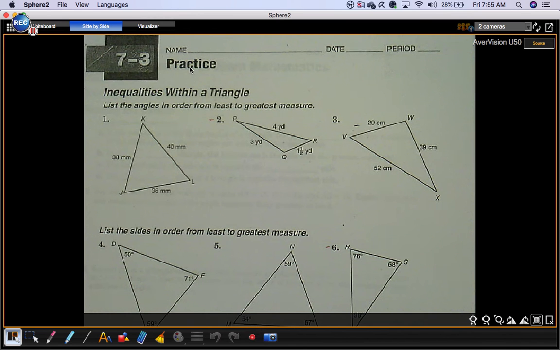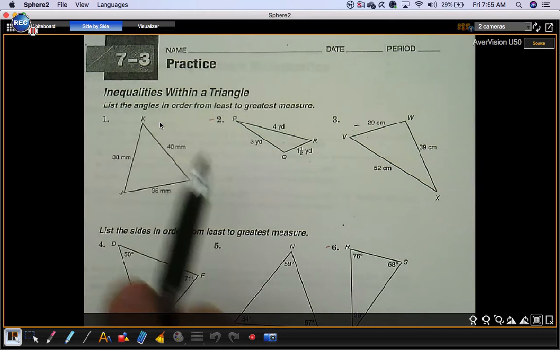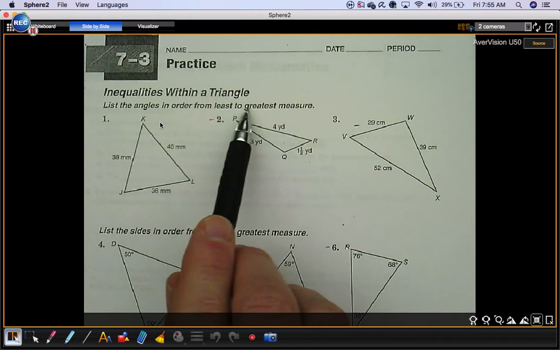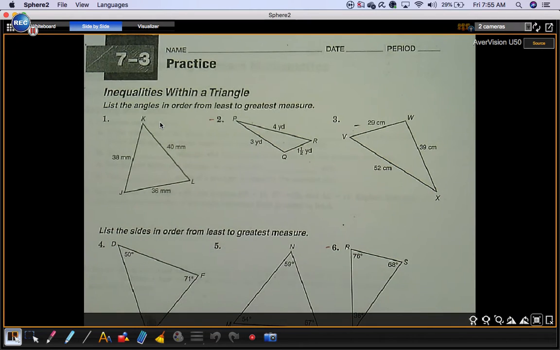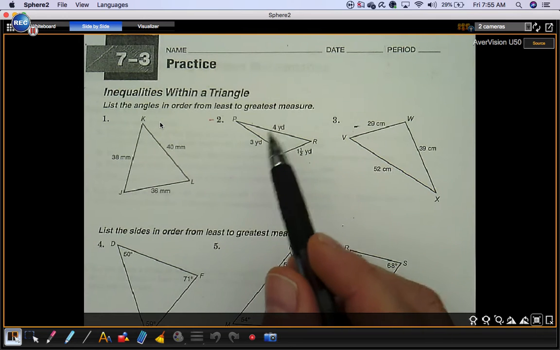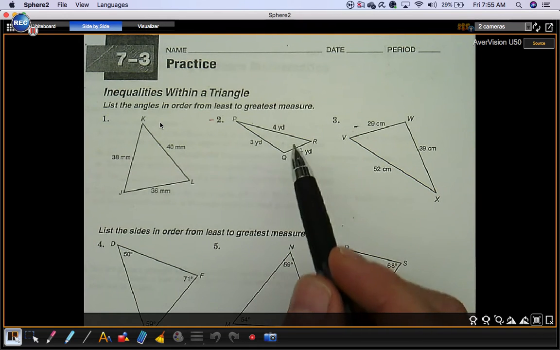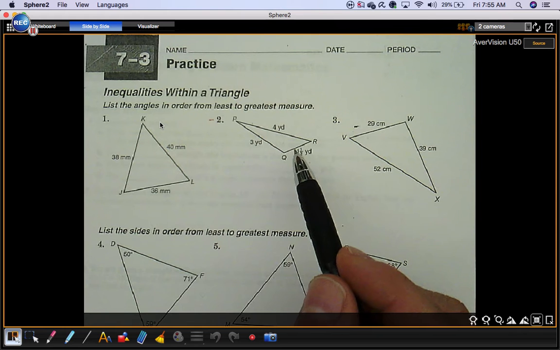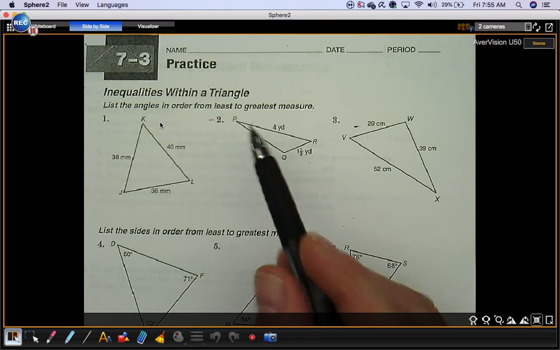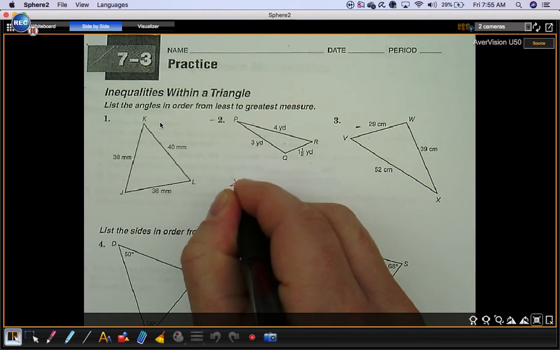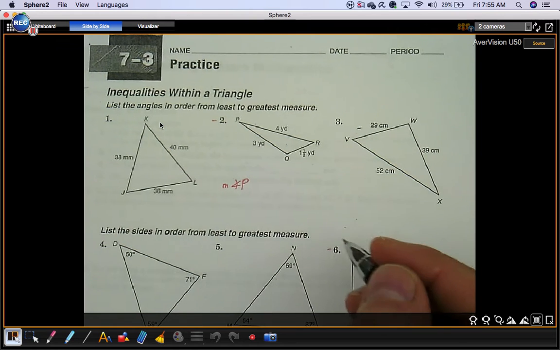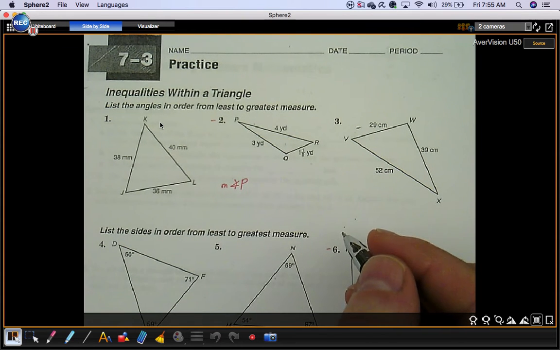This is 7.3 practice. We're looking at inequalities within a triangle. List the angles in order from least to greatest. We don't know the angle measures, we know the side lengths. These are all in yards. That's the smallest side, that's the smallest angle. So angle P is the smallest angle. Its measure is going to be less than the rest of them.